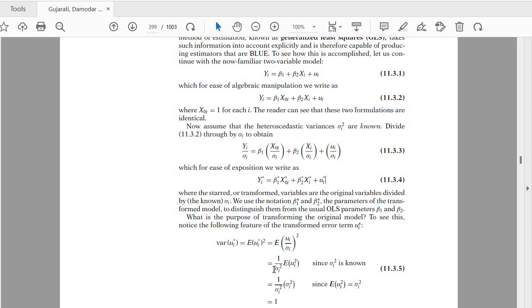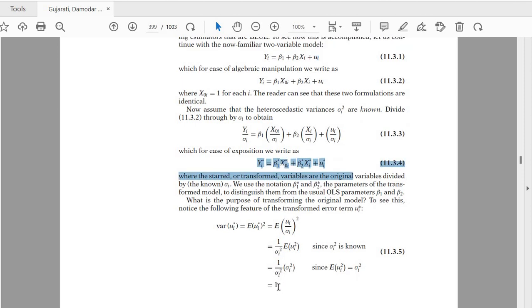So 1 by sigma square is here and expected value of u square is here. And you know that expected value of u square, as it is variance of ui for this model, is sigma I square, which was the heteroscedasticity variance. So if we just put the value of sigma I square here, so that is deleted, and at the end what do we have? The numerical number 1. So what does 1 represent?